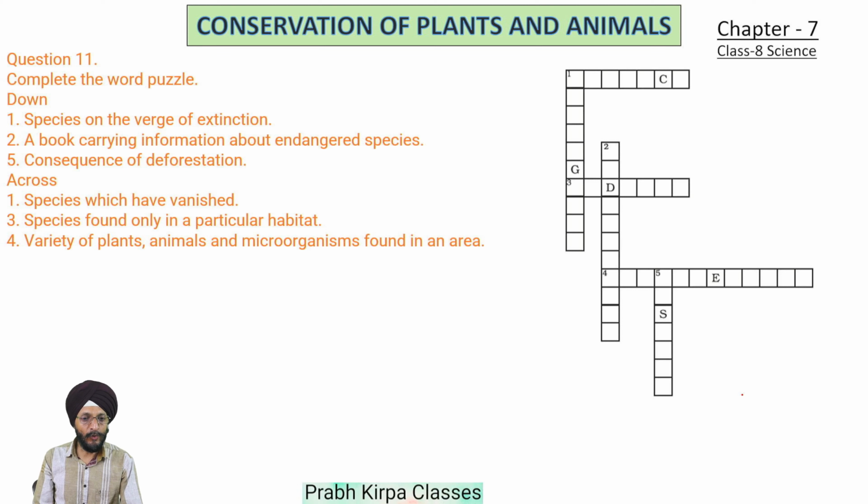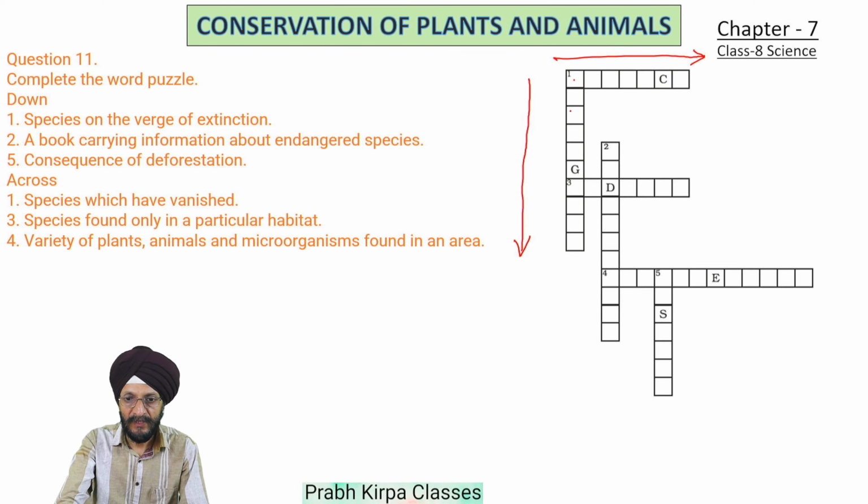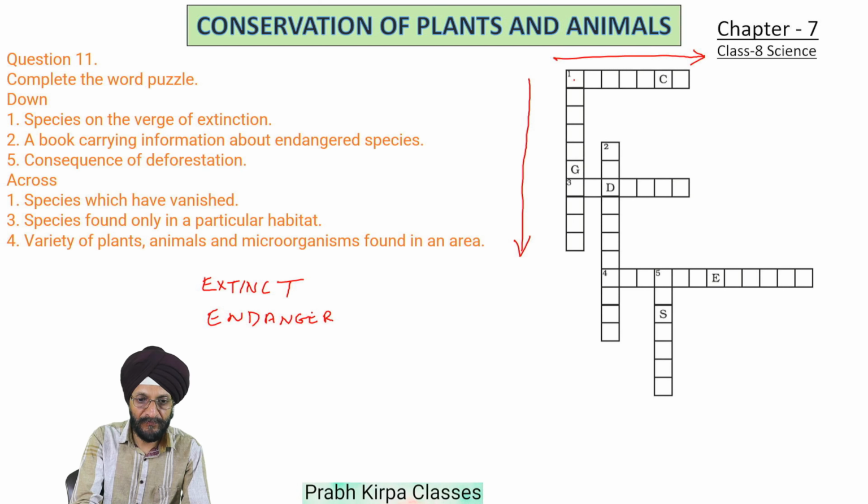Now we are to complete the word puzzle. This is the downside and this is the across side. First comes species on the verge of extinction. This is the first we are to write here. We have so far read three types of species. First was extinct, then there were endangered, and we have also learned about endemic species.